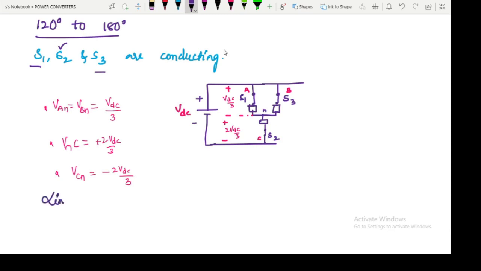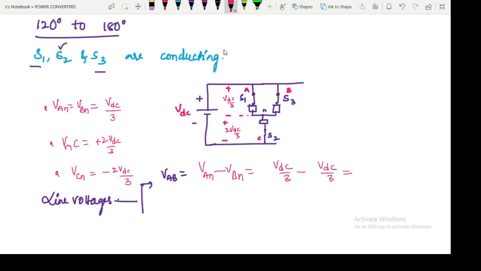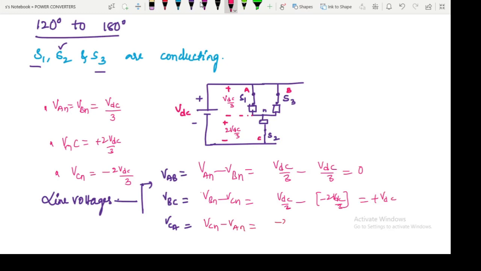So we have line voltage. Okay, so let us find it. VAB, which is VAN minus VBN, which is equal to VAN is VDC by 3, minus VBN is also VDC by 3, which is 0 here. Next, VBC and next VCA, right? So here VBC is VBN minus VCN, VDC by 3 minus minus 2VDC by 3, that is plus VDC. Similarly, VCA is equal to minus 2VDC by 3 minus VDC by 3. This is minus VDC. Okay? And VAB is 0, VBC is plus VDC, VCA is minus VDC.